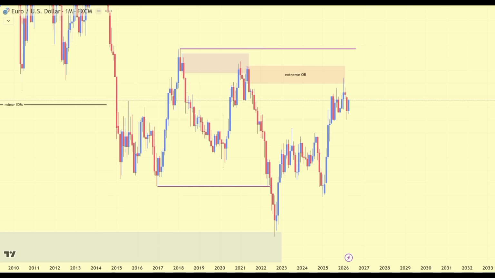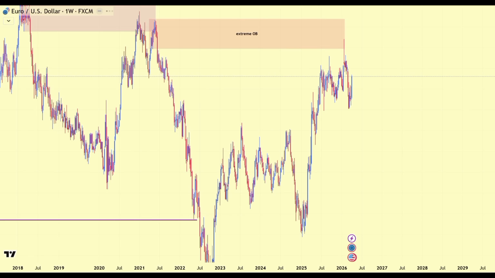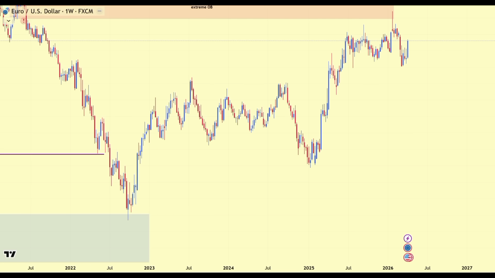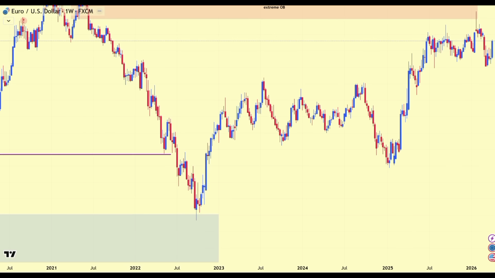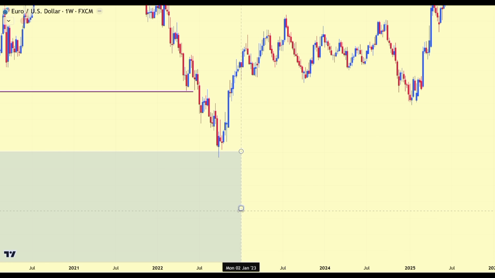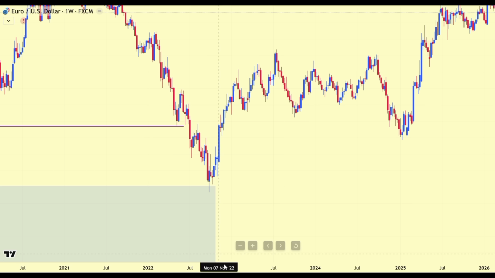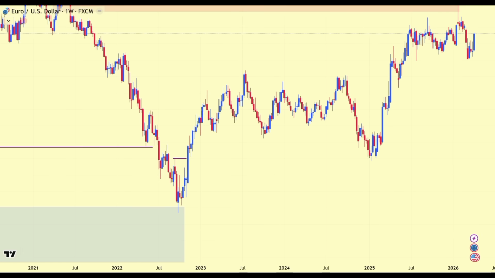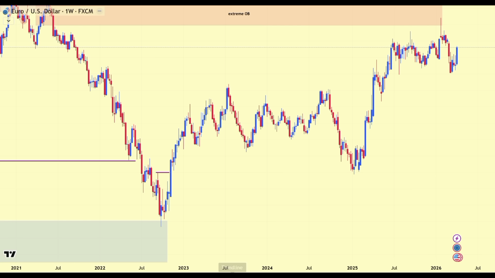So let's get back to the lower time frame. Here we can clearly see exactly right here, upon the mitigation of this extreme order block from the 6 months time frame, price made a break past the recently formed valid pullback. We can clearly see that. So what does that mean? That is, of course, our change of character.